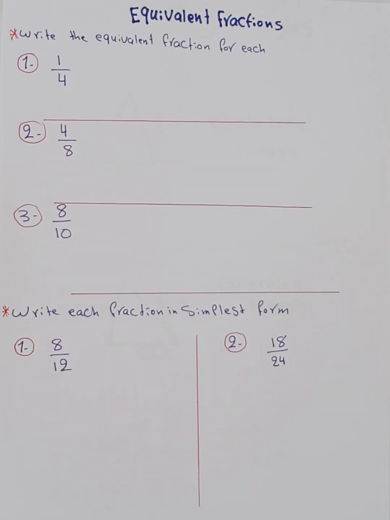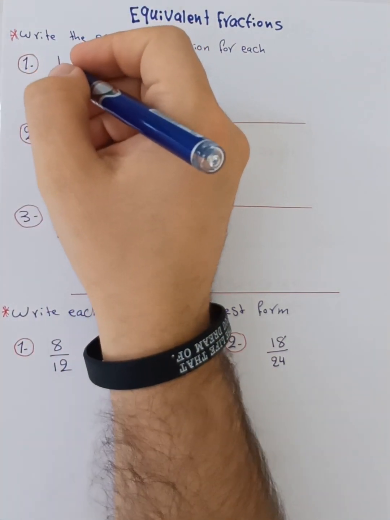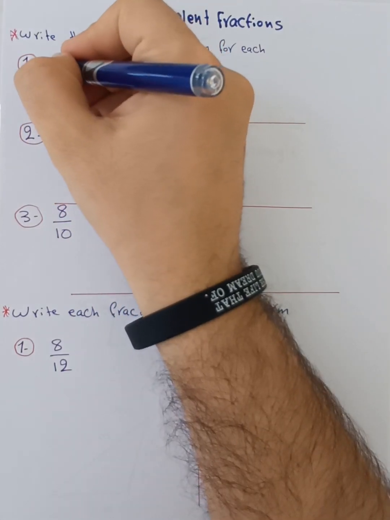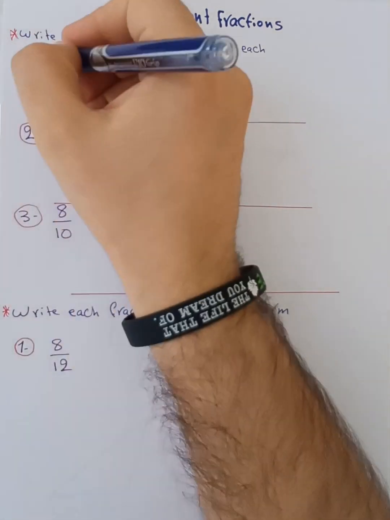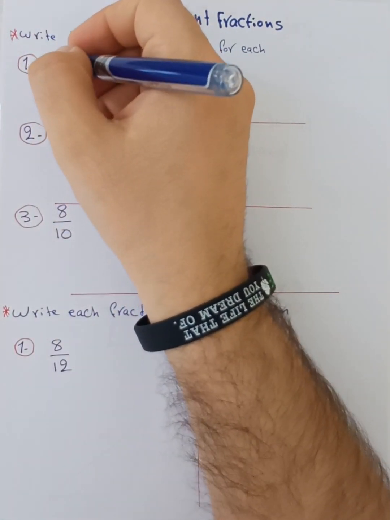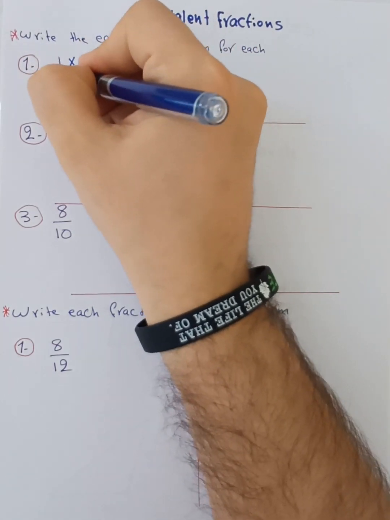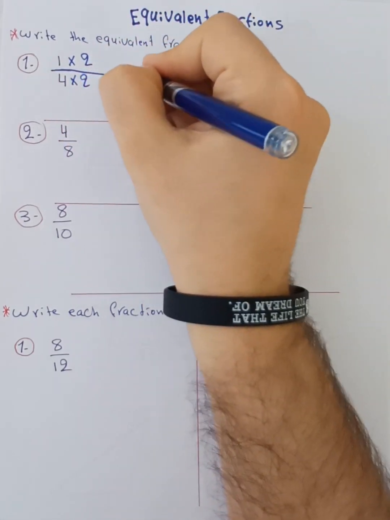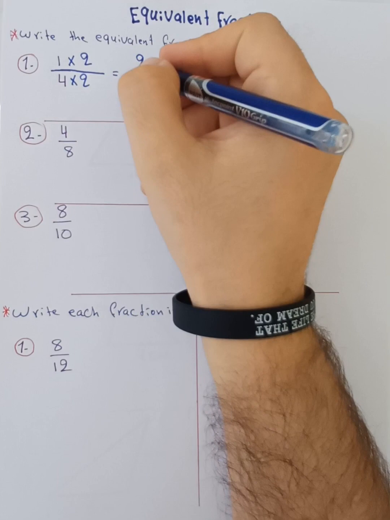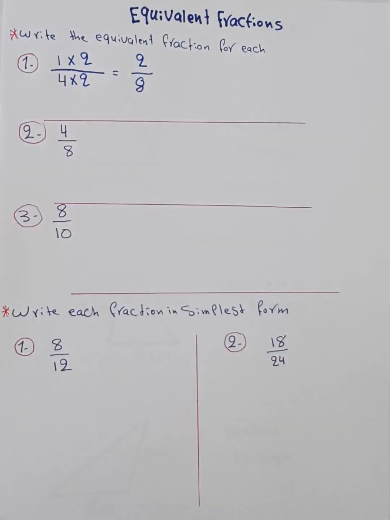Example number 1, we have 1 out of 4. When we write the equivalent fraction for 1 out of 4, we can multiply the numerator and denominator by the numbers that you like. For example, we have 1 out of 4. The easiest multiplication for everyone is 2. So we can multiply numerator and denominator by 2. 1 times 2 is 2, 4 times 2 is 8. So the equivalent fraction for 1 out of 4 is 2 out of 8.